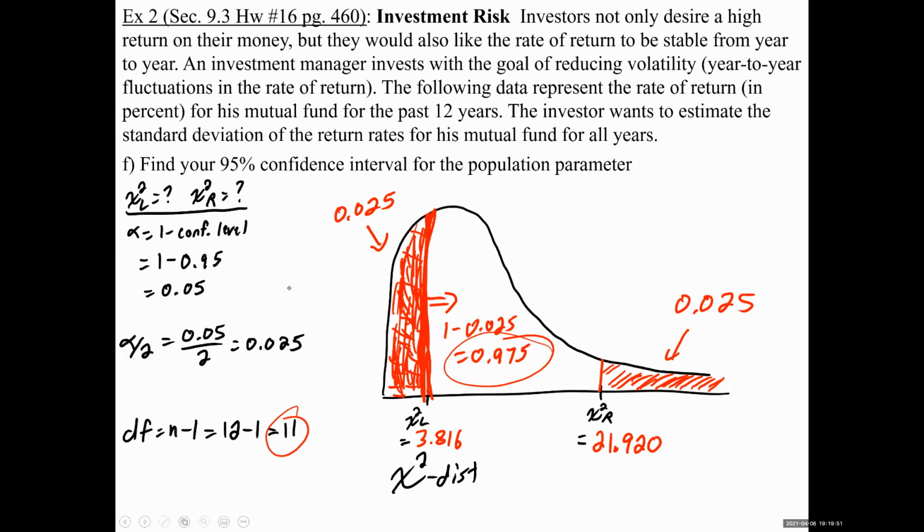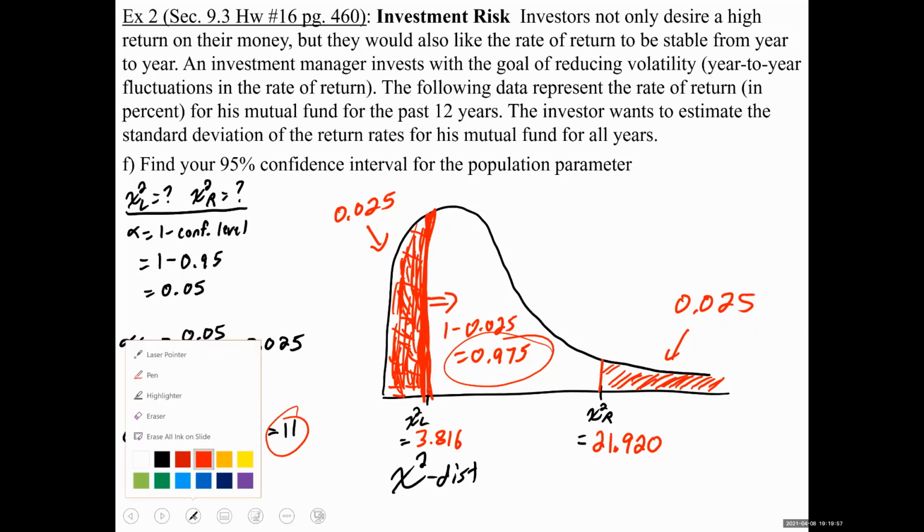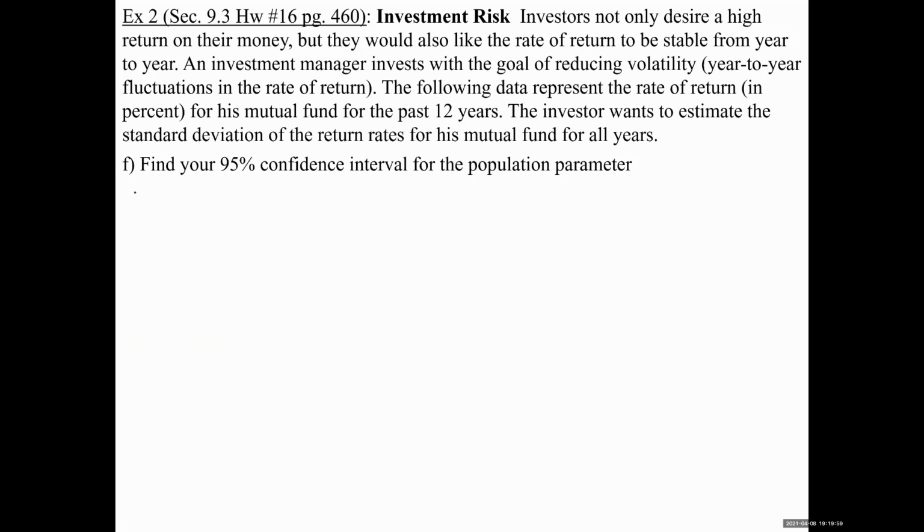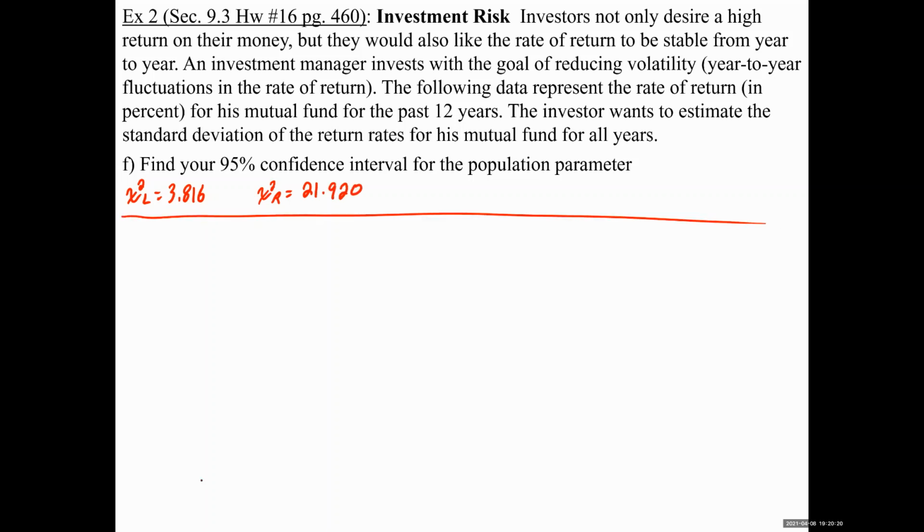But then after you find chi-square left and chi-square right, you just plug into the formula to get your interval. Okay, let me go ahead and erase this. I'll just remind you the answer. So chi-square left was 3.816. Chi-square right is 21.920. All right, and now we can build the interval.